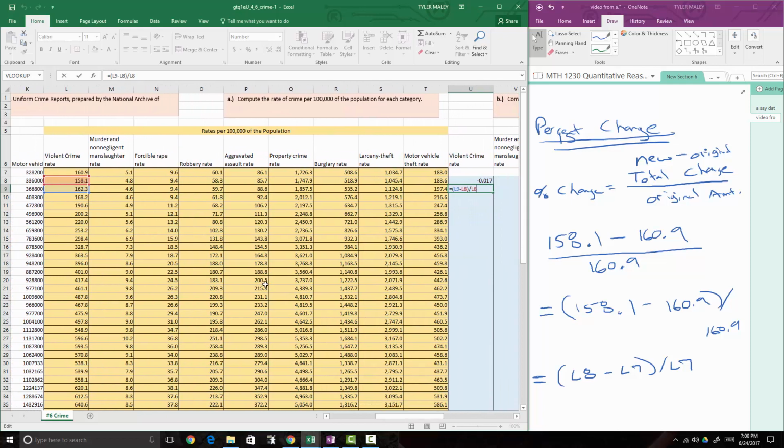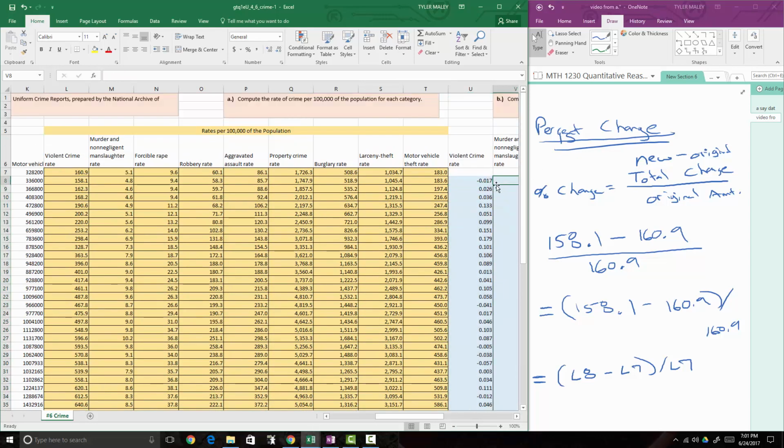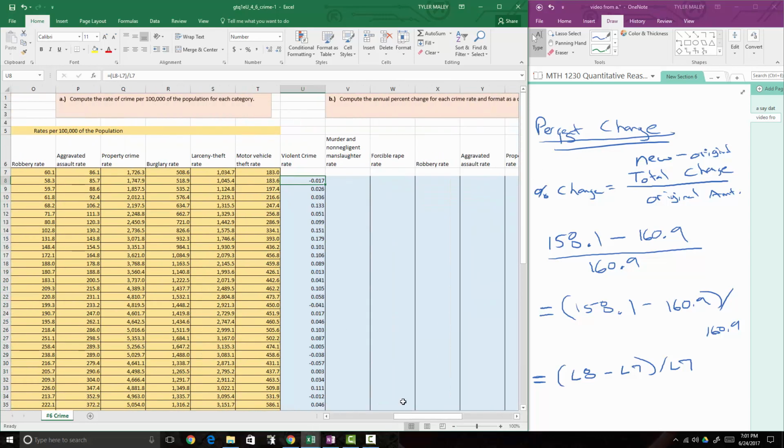So if I want to find the percent change, I would take the new amount, which is 162.3 minus the old 158.1, and then divide by the old amount, the original 158.1. So that's correct, right? So it appears that I'm just pulling this down, it works, and it does, right? So that's good. So now think about pulling it right and see if that will calculate things the right way.